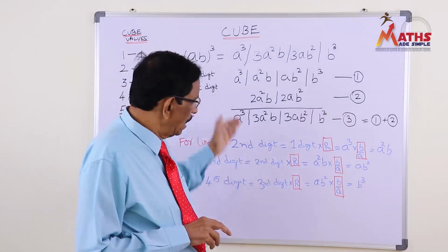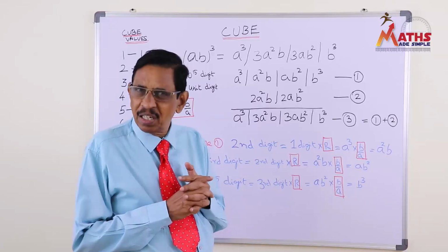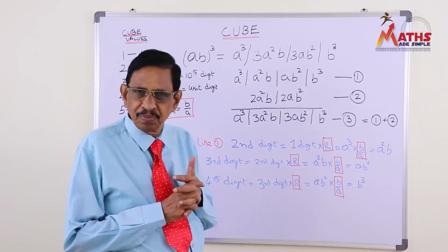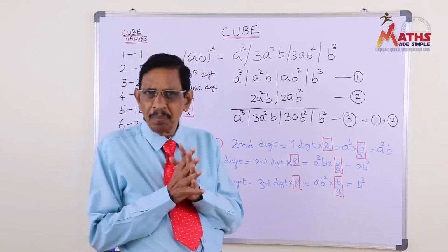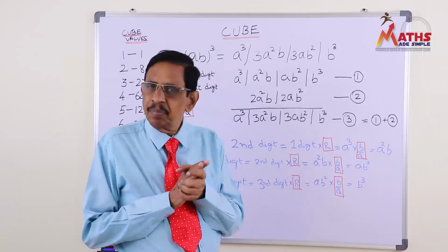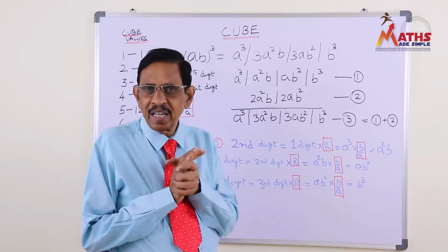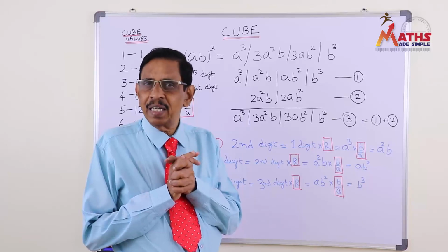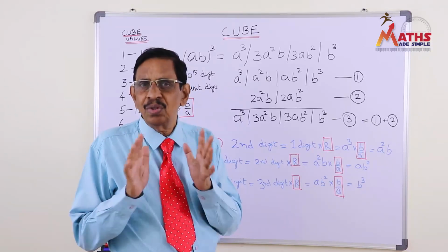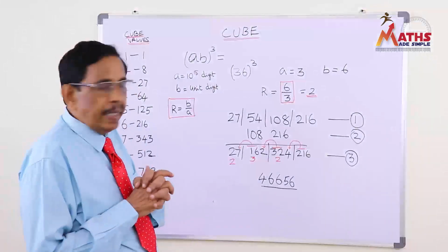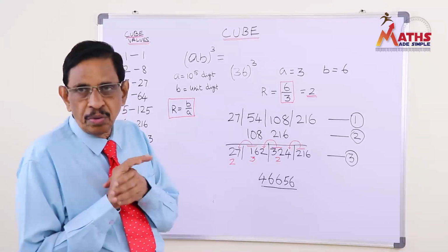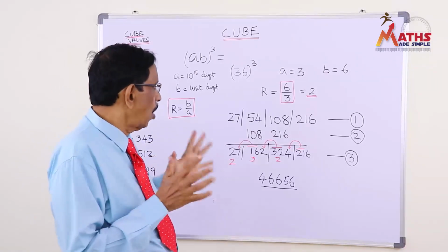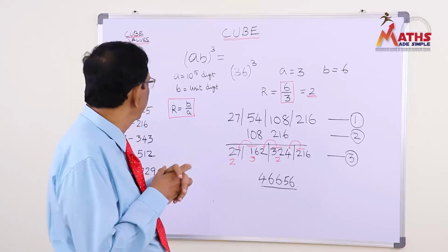If this symbolic representation is a little bit confusing for any of you, we will take a practical problem. Once you see the working there, then the entire method becomes very, very clear to all of you. Now let us take an example and work it out as per the formula we arrived at earlier.